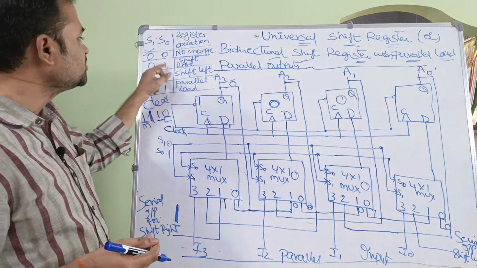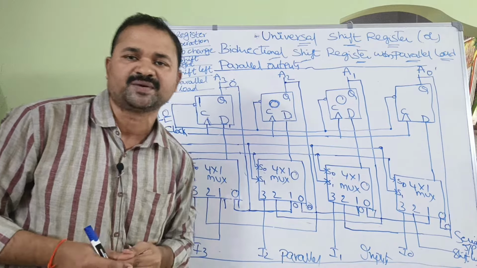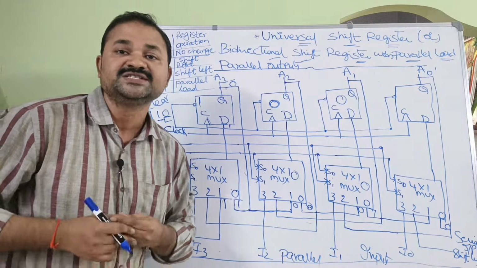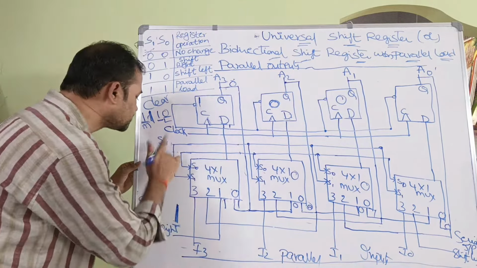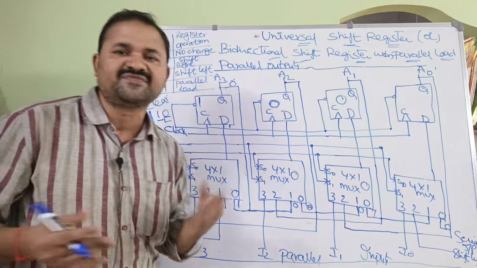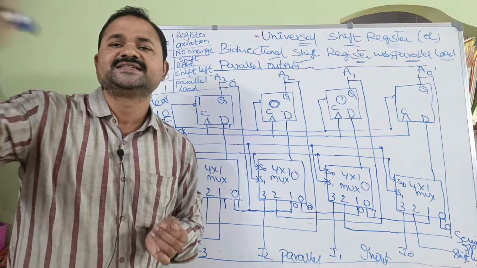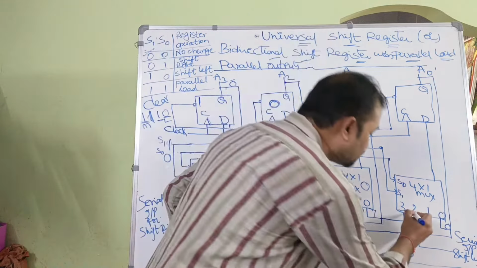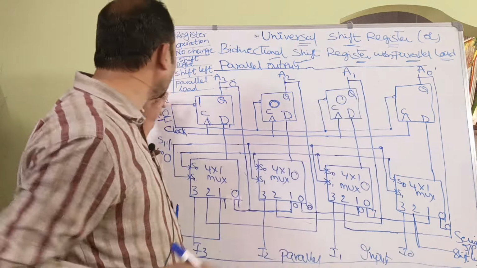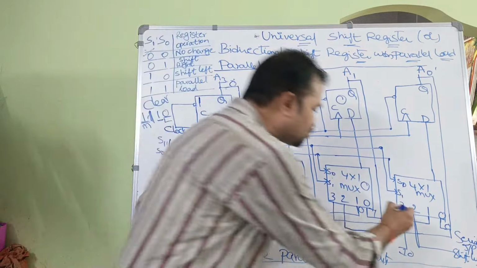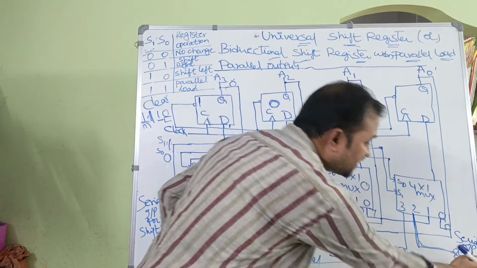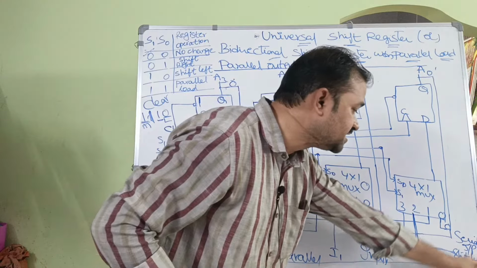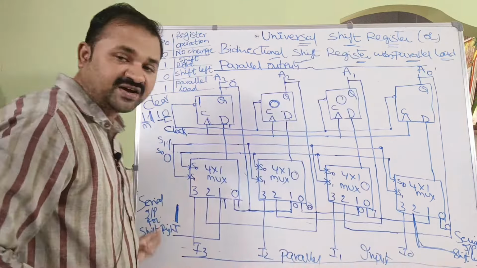So if the selection inputs are 0, 1, then the circuit will perform the shift right operation. Next, if the selection inputs are 1, 0, then the circuit will perform the shift left operation. So let the selection inputs be 1, 0. We know about the shift left operation. Shift left operation means the serial input will be transferred to the rightmost position. Here this is the rightmost position. So 1, 0 means second, so this 2 represents the serial input for shift left. Whereas here we have the serial input for shift right. This is for right, this is for left.